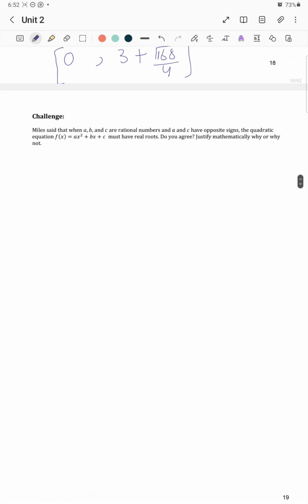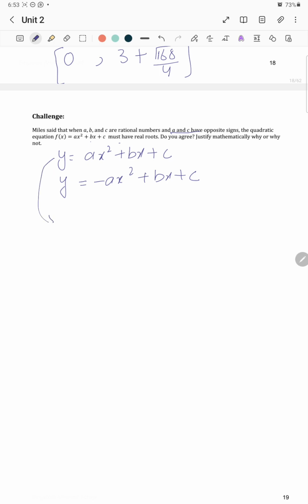Miles stated when a, b, c are rational numbers, and a and c have opposite signs, the quadratic equation f of x equals ax square plus bx plus c must have real roots. Justify mathematically. So it is saying that y is equal to ax square plus bx plus c, and a and c have opposite signs.